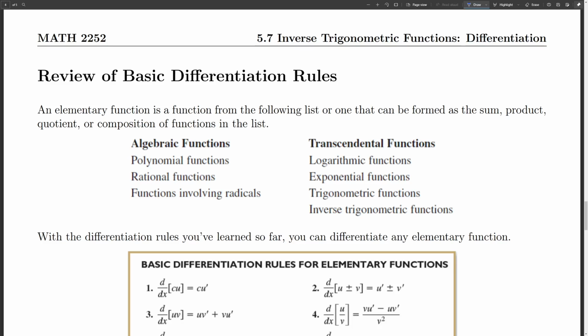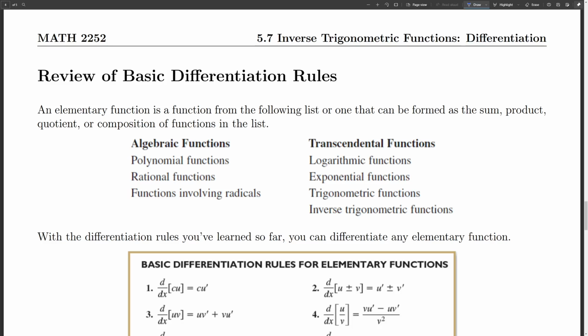So certainly we've talked about the derivatives of all of these functions. So for polynomial functions, we're mostly using the power rule. For rational functions, we can use the quotient rule. For functions involving radicals, well, think of radicals as powers, fractional powers, and you can use the power rule.